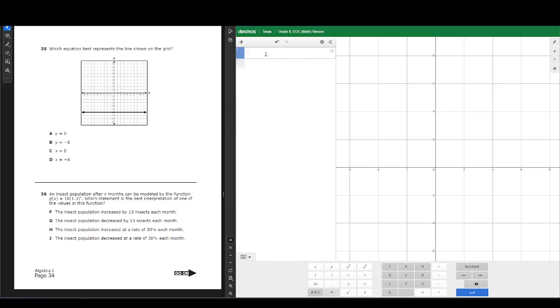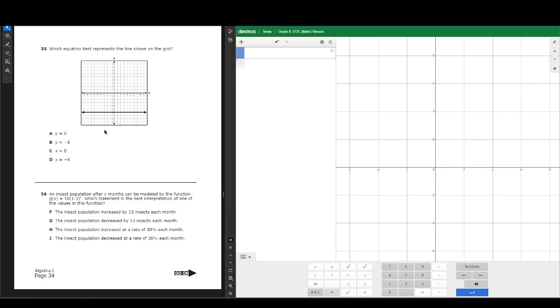So we can just try them, like y equals 0. Looks like that. That's not it. Y, let's just change that to -6. Hey, that looks right. X equals 0. Nope, that's vertical. And x equals -6, also vertical, not the one. So we can just type those in directly and see which one matches the picture.